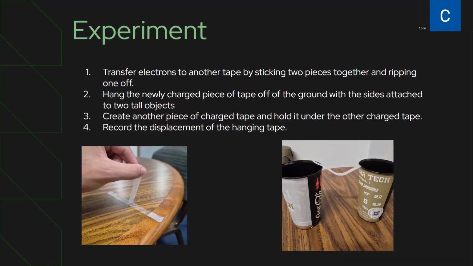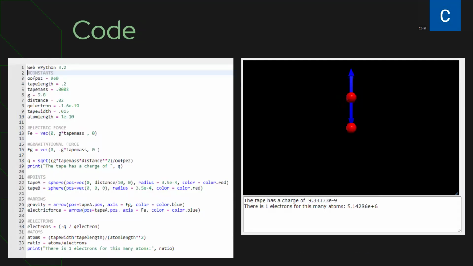And then here's the experiment. The procedure is that we will start by transferring electrons to another tape by sticking two pieces together and ripping one off. Then we'll hang a newly charged piece of tape from the ground with a side attached to two tall objects, and then create another piece of charged tape to hold under the other charged tape and record the displacement of the hanging tape as the bottom tape approaches the top.